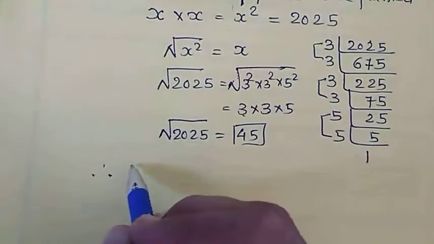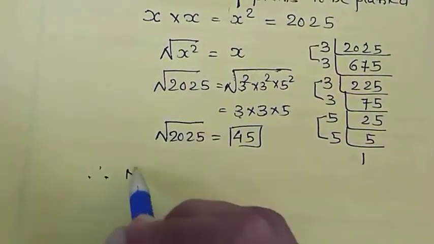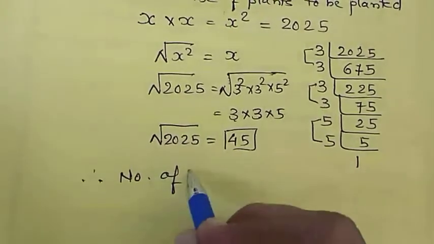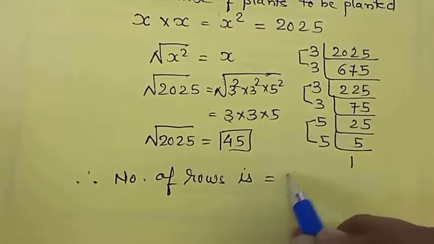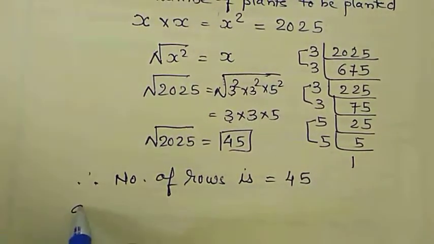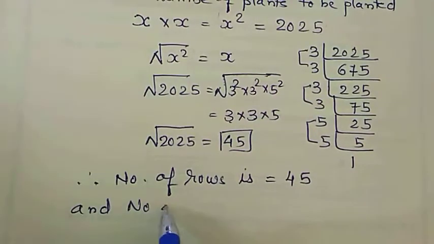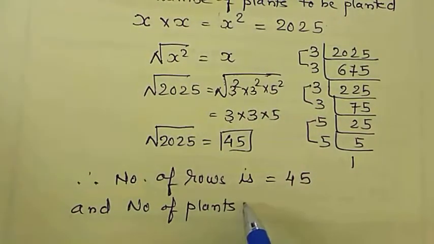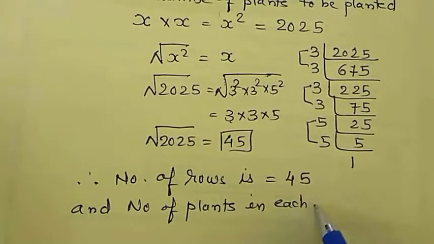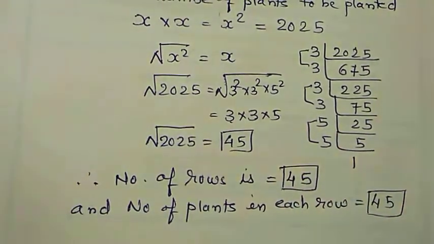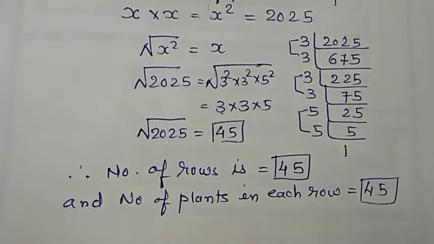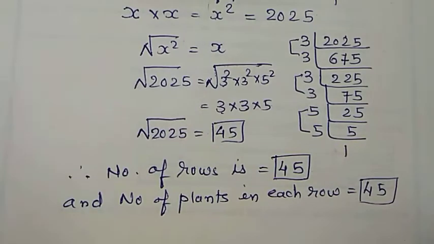Therefore the number of rows is 45 and the number of plants in each row is also 45. Clear? Hope this much is clear to you. This is a similar type of sum to what we have done in question number 7.